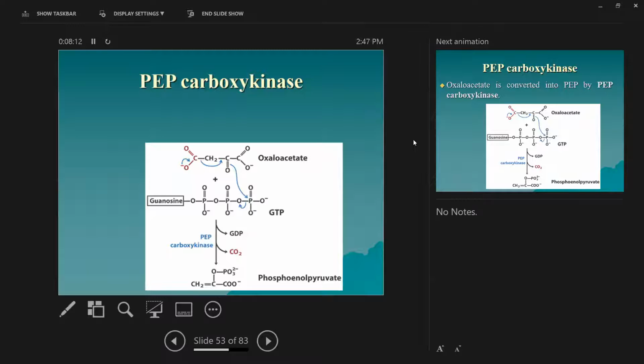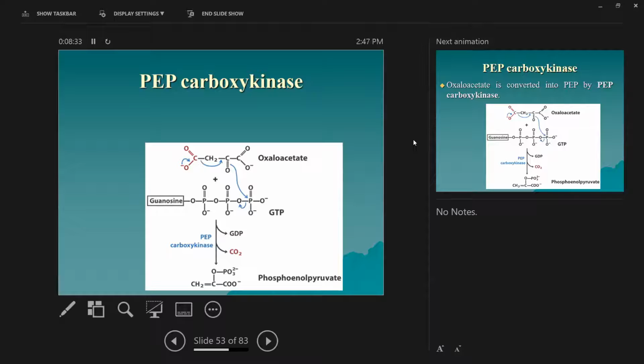After it carboxylates pyruvate to make oxaloacetate, it needs to convert oxaloacetate to phosphoenolpyruvate. This is a very high energy molecule. You have to burn another ATP to do that, except it's GTP.